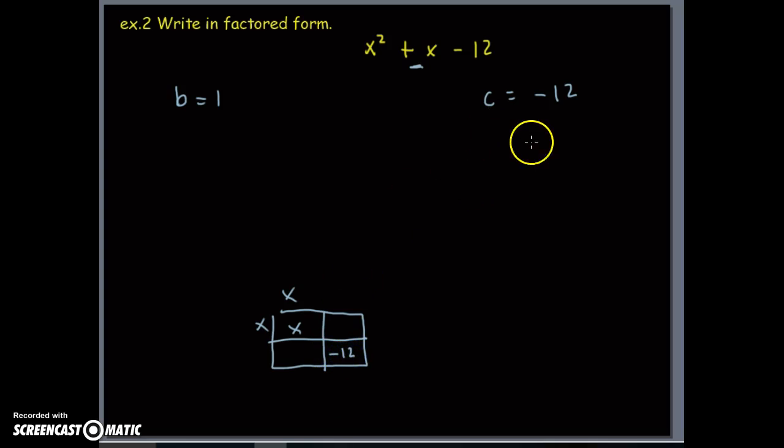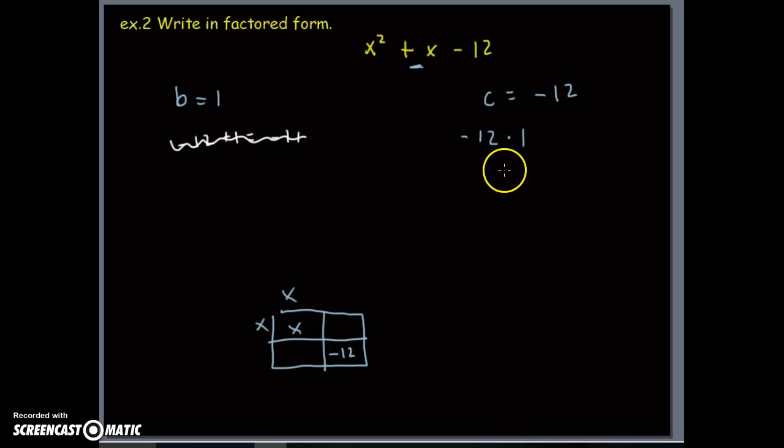So I'm looking for numbers that multiply to give us negative 12, but then when we add these boxes right here, we'll add up to a positive 1. So I'm just going to start with some factors. Okay, what about negative 12 times 1? Those numbers multiply to a negative 12, but when we add them up, they add up to a negative 11. So this is not the combination that we're looking for.